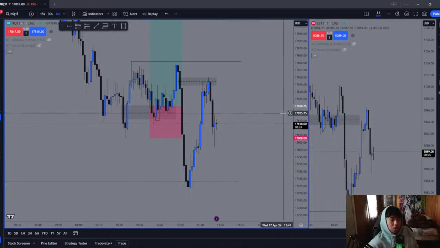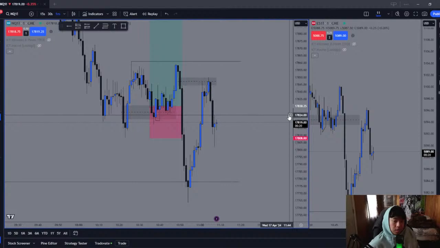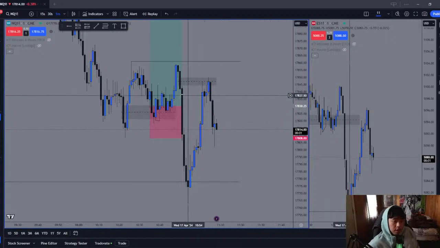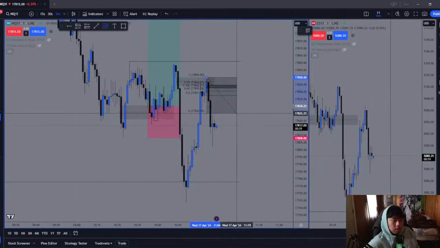Kind of want to take a short entry here. Shorts don't look bad, if we can just retrace.